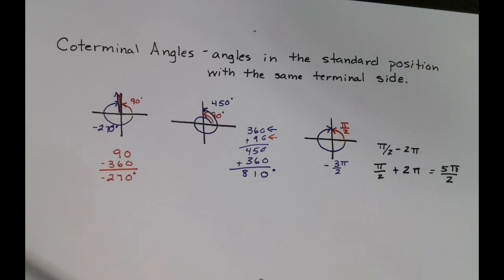So that's really all there is to coterminal angles. Remember that you're either adding or subtracting a whole circle from whatever your original angle was, and that can be either in degrees or it can be in radians. Either way, you should be able to find your coterminal angles.